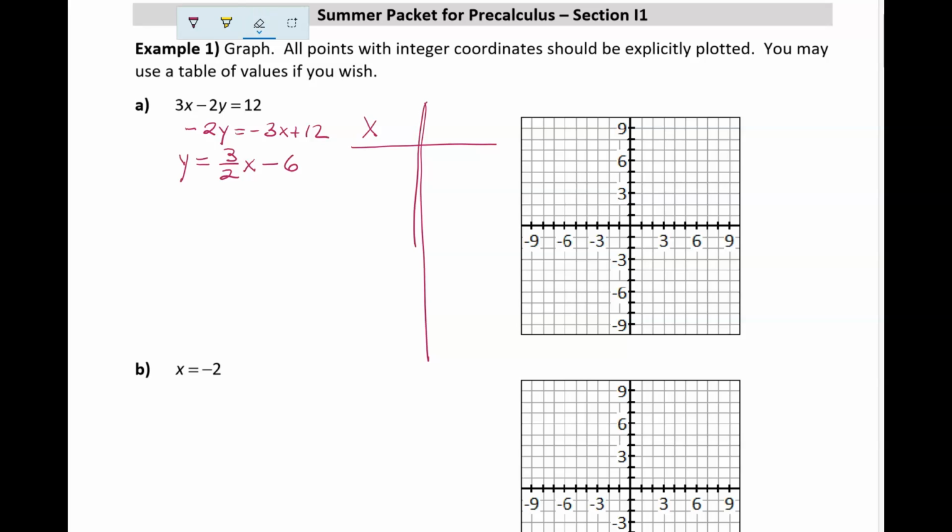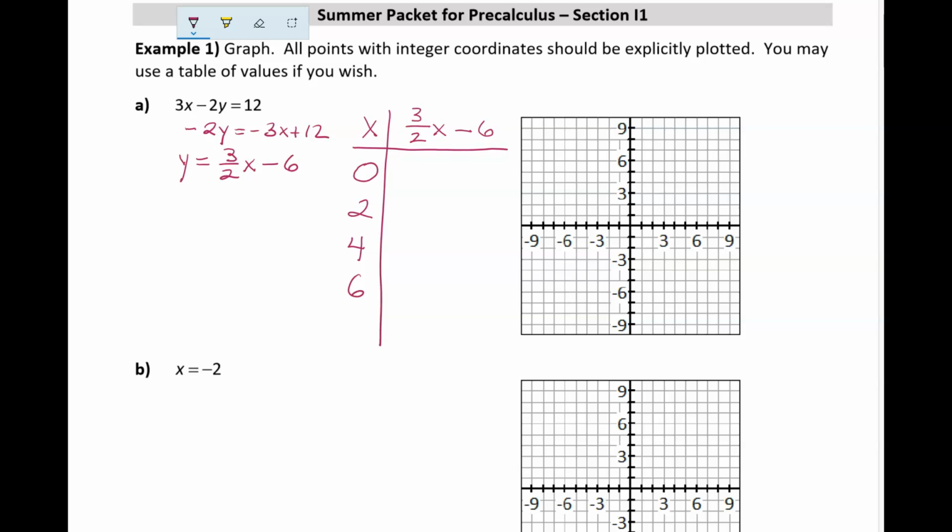Let me actually erase that line there, and we'll do this so we have a little bit more room for computations. And we need to pick some x values that are multiples of 2, since in our equation we are going to multiply them times 3/2. So anything that's being multiplied by a fraction with a denominator of 2, it's more convenient if you can pick multiples of 2. So let's use 0, 2, 4, and 6.